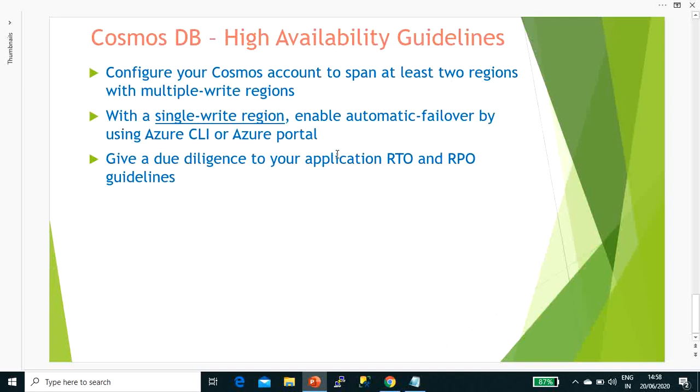So it's better to go with a multi-region deployment along with the availability zone. If your use case requires only a single region deployment and you enable the availability zone option, then there will be a cost associated with replicating the data across availability zones in a single region. This is something you have to keep in mind.